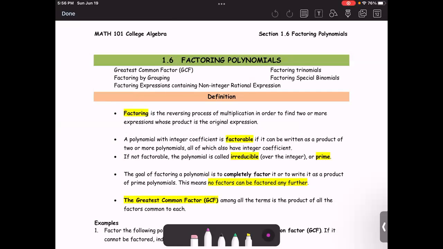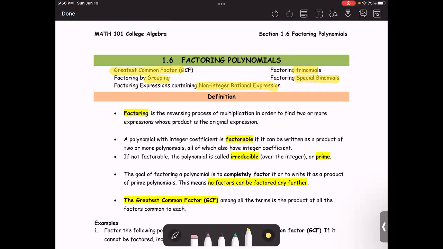In this section 1.6, factoring polynomials, we will look at the GCF, or the greatest common factor, factoring by grouping, factoring expressions containing non-integer rational expressions, factoring trinomials, and factoring special binomials.